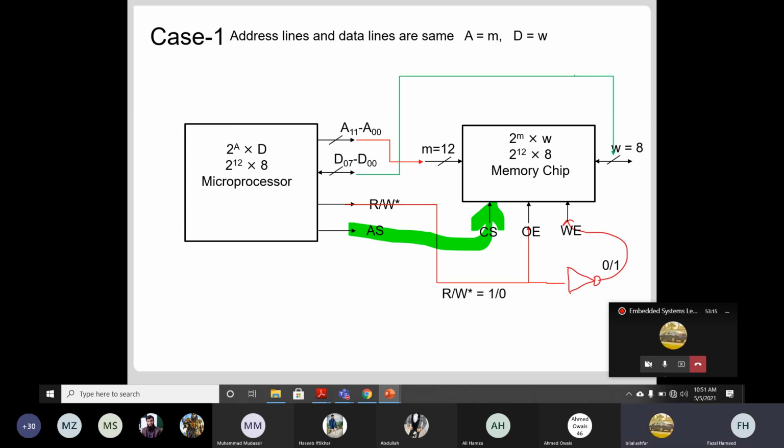Sir, this is for WE, right? Yes, this is for WE. So when read write bar is 1, it's a read operation. OE will be 1 because OE means output enable. Output enable is a read operation. So they are inverse of each other. They cannot be the same, 0 0 or 1 1, at the same time. Did you understand or not?